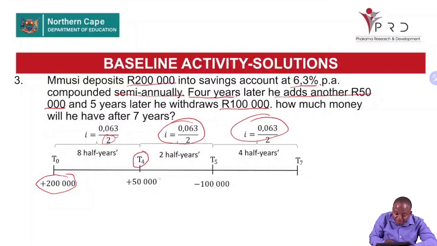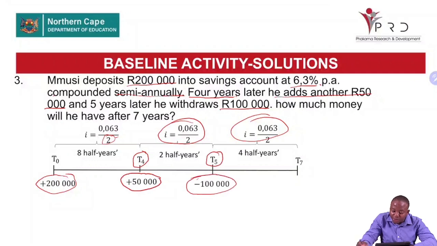So he added how much? 50,000. So we put a plus there to show you that at T4, which is 4 years later, we added a certain deposit. We proceed to say, okay, the statement reads, and 5 years later, that is 5 years from the initial point, what did we do? We had withdrawn a certain amount. So at T5, 5 years later, we have withdrawn. To show that withdrawal, we show it with a negative 100,000.